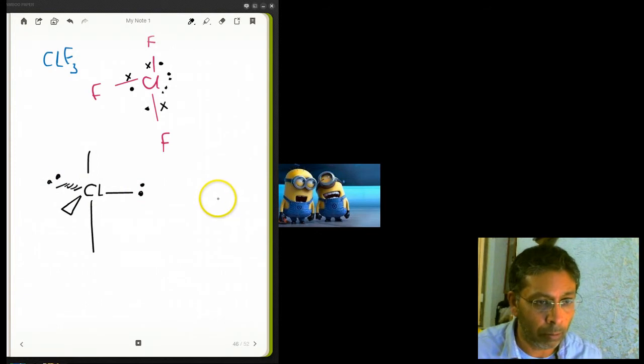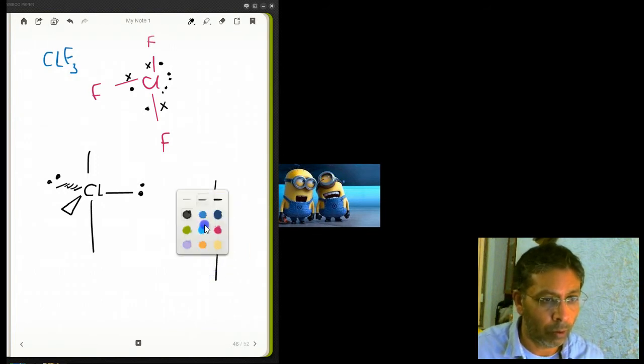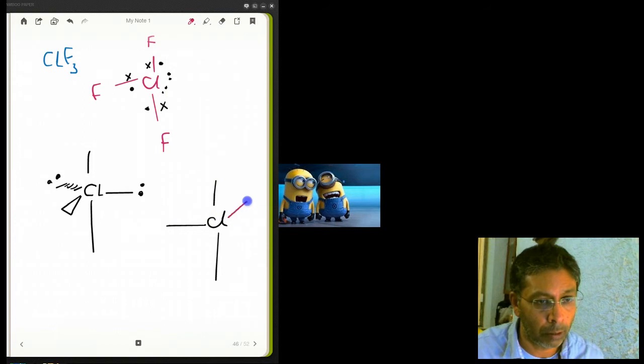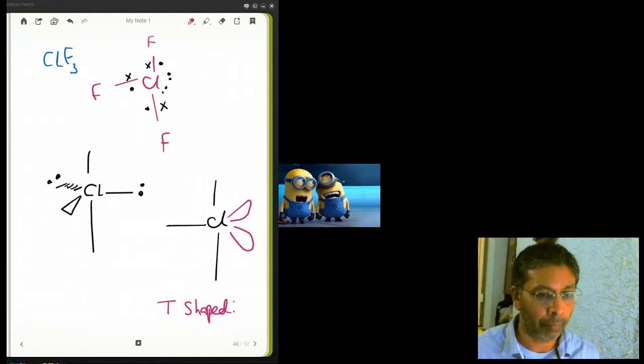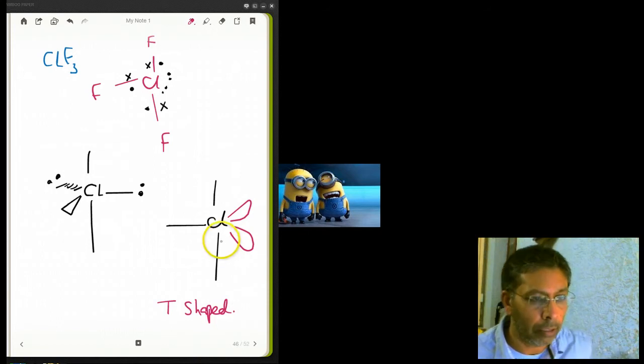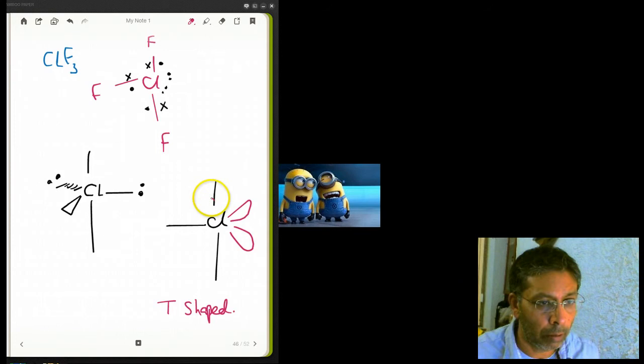So let's redraw this again. Right, 1, 2, and we've got 1 there, and we have 2 lone pairs. Alright, so I want to put them 1 and 2. They sit on the equator, and remember the name of this shape? T-shape. Okay, there we are, T-shaped.